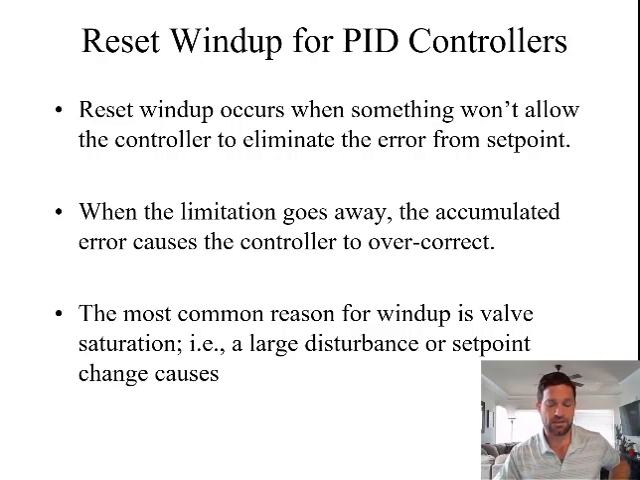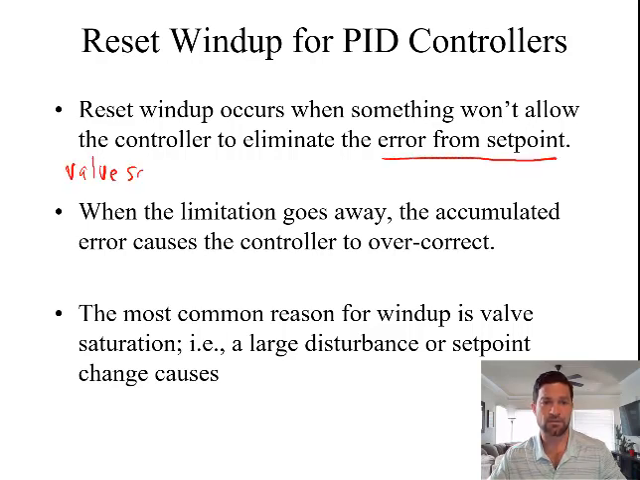Okay, so we're going to start with reset windup. Reset windup is something that can occur for PID controllers. And this occurs when something won't allow the controller to eliminate the error from the set point. This can be caused by things like valve saturation. So in a working PID feedback control loop, your control valve can become fully open or fully closed. And once that happens, you can no longer eliminate the offset by further opening or further closing the valve.